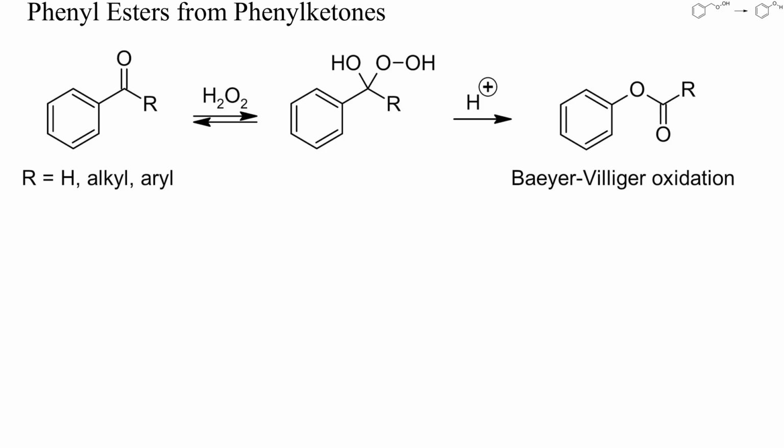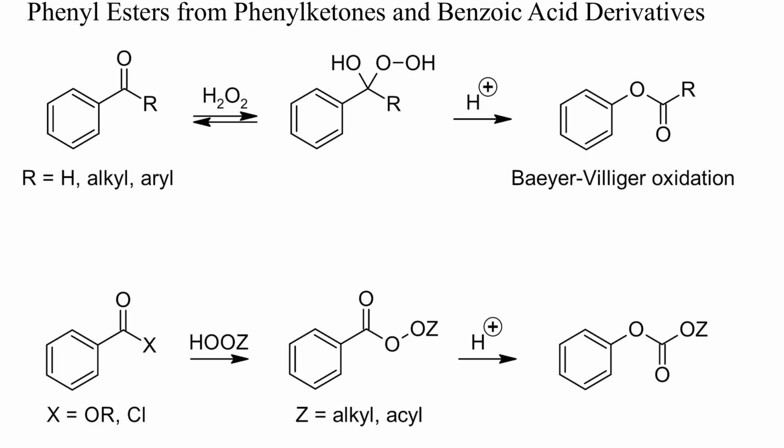Another type of benzylic peroxide is formed when aryl ketones react with hydrogen peroxide. Again, acid-induced migration of the aryl group to oxygen leads to a new arene-oxygen bond. This is an example of Baeyer-Villiger oxidation. Similarly, benzoyl peroxides rearrange to aryl carbonates. I'll show you specific examples of these reactions later in this video.